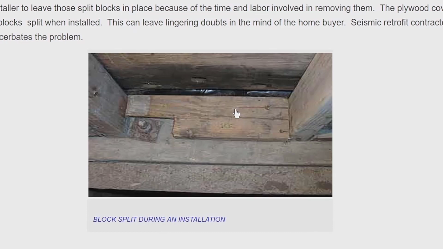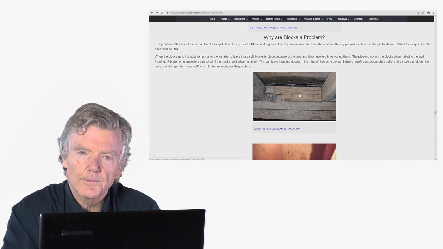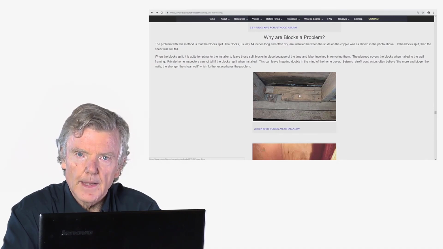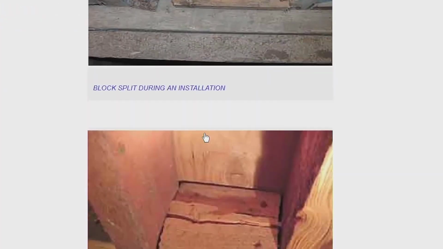What we've seen is because splitting of the blocks is such a common problem, we see that contractors often put in nails that are much, much smaller to prevent that from happening. Because you can imagine if you do put in a nail that splits the block, it's really a lot of work to try to take it apart. So rather than doing that, they just put in small nails, which then compromises the capacity of the shear wall and can create problems in the event of an earthquake.